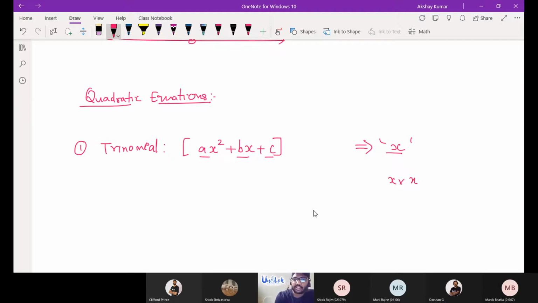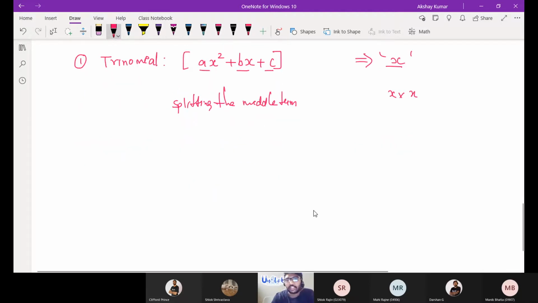Now in quadratic equations, you had learned about splitting the middle term. So as somebody was telling, you take the middle term, that is bx, and you multiply the first term and the last term, that is ac into x square, and you try to break the terms, correct?